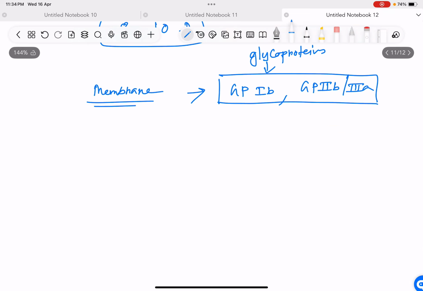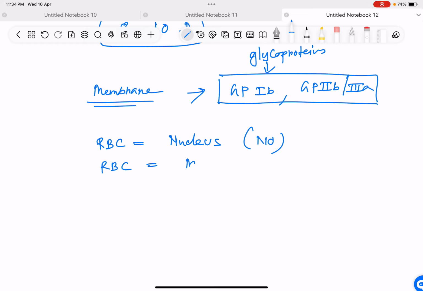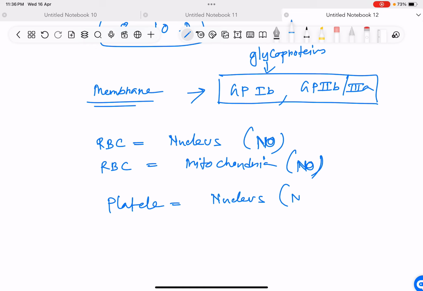Okay, but if I ask you, does RBC have a nucleus? Your answer is no. Does RBC have mitochondria? The answer is no. RBC does not have mitochondria. So no nucleus, no mitochondria. About platelet, nucleus, no. About platelet, does it have mitochondria? Yes, it has mitochondria. That is the difference between RBC and platelet.